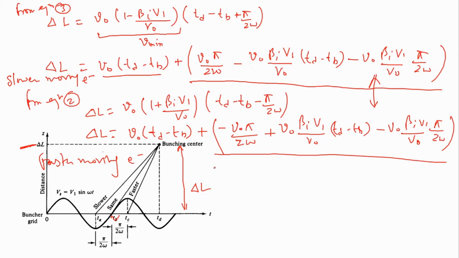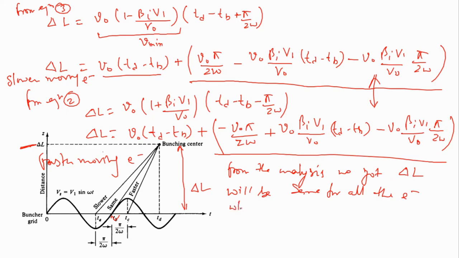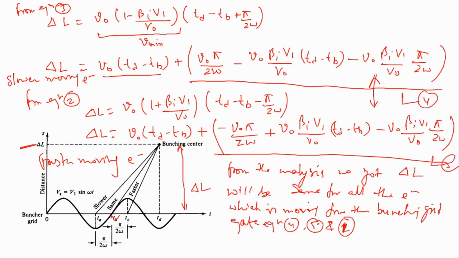So from the analysis we got delta L will be the same for all the electrons which are moving from the bunching grid. That is, we can equate equation number 1, 4 and 5. So from this we'll get this term should be equated with a 0. So I'll write this term and equate with a 0.